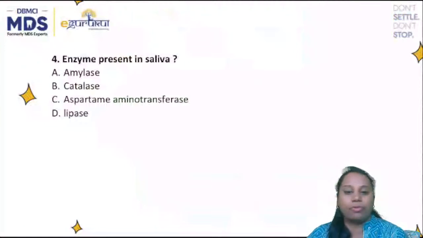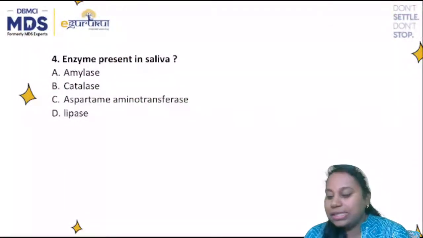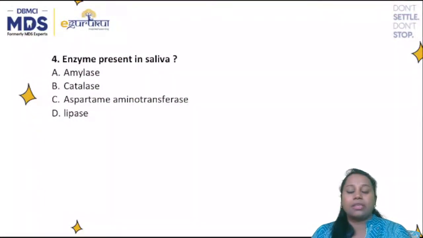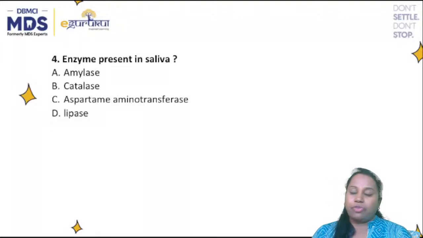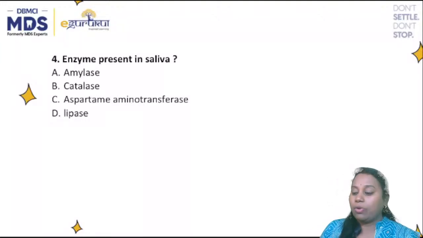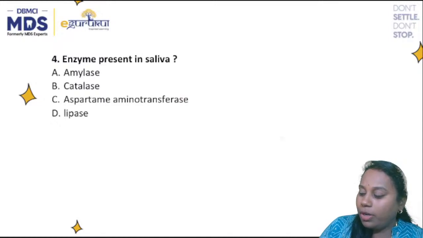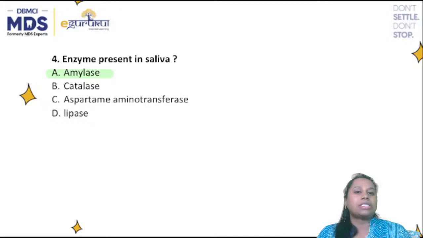Over to question number 4. The enzyme present in saliva. Saliva has various enzymes for digesting various substances, but always the most important enzyme in the saliva is amylase. The primary enzyme in saliva is amylase.